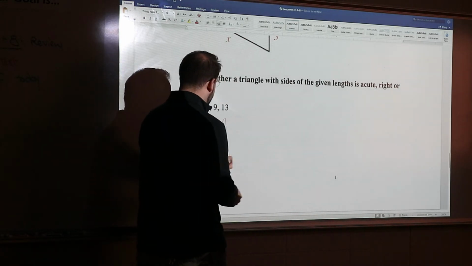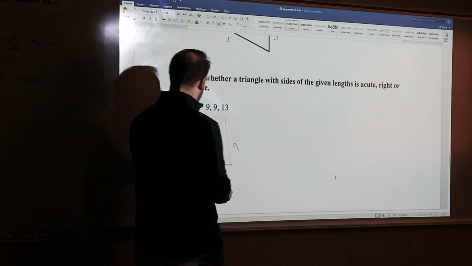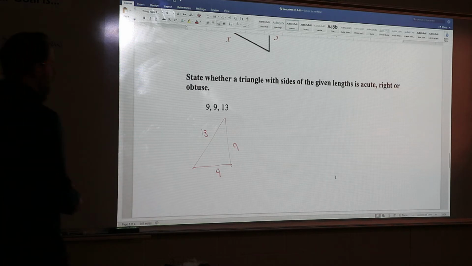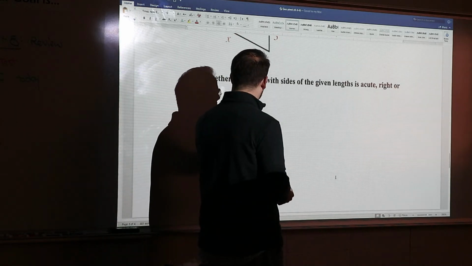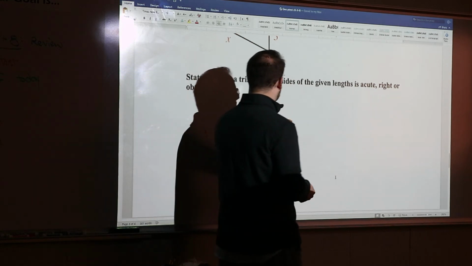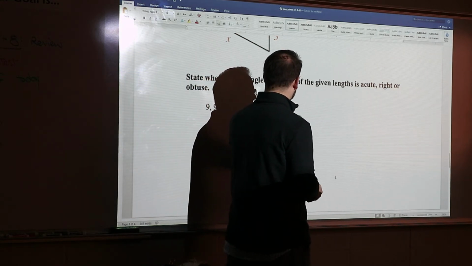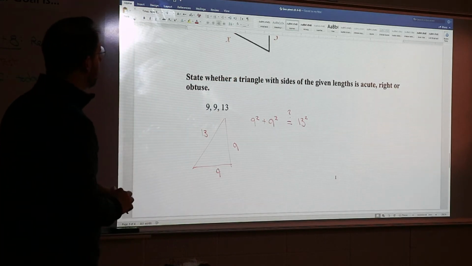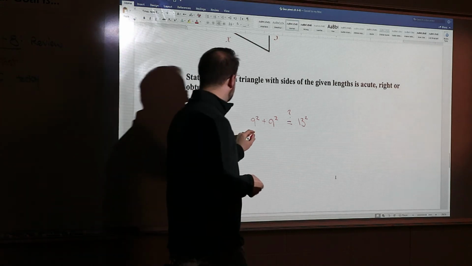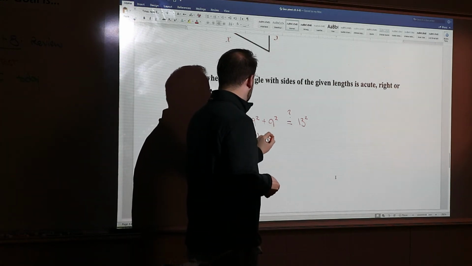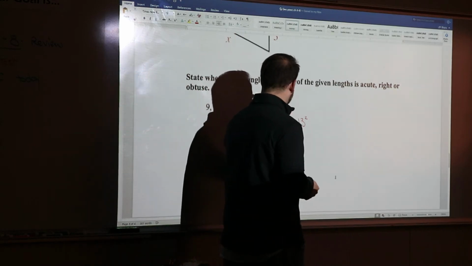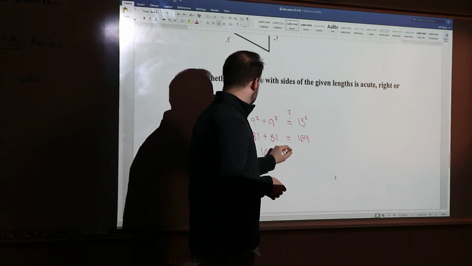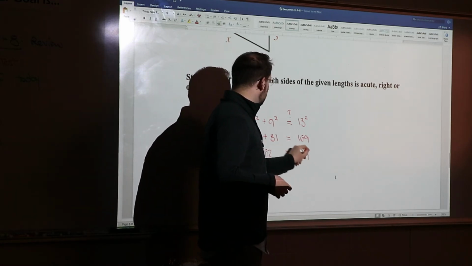So I'm going to put these numbers on my triangle. So 9, 9, and 13. 13 is the big wall. Since it is a triangle, I would attempt to do the Pythagorean Theorem. So I would square these: 9 squared plus 9 squared. And I want to see, is this in fact equal to 13 squared? That's what I want to check. So 9 squared is 81, 81, and 13 squared turns out to be 169. If I add these together, that's 162. So definitely not equal. Agreed?